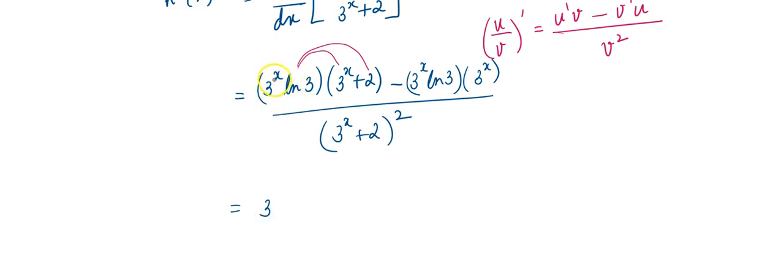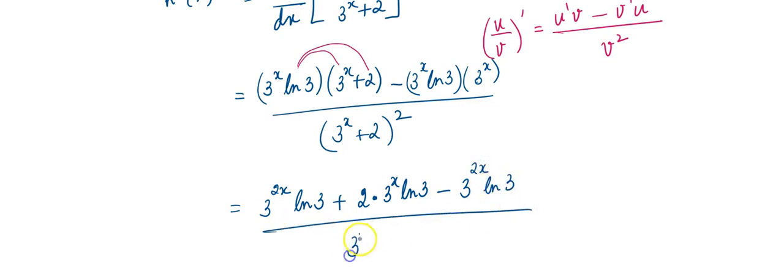So that's 3 power x times 3 power x. Okay. So you add the powers. 3 power 2x ln 3 plus 2 times 3 power, hold on. That looks like 23, right? So 2 times 3 power x ln 3. Typically, we put the ln also in the front. Okay. Minus. This is going to be 3, once again, 3 power x times 3 power x, so 3 power 2x ln 3 all over 3 power x plus 2, the whole squared.